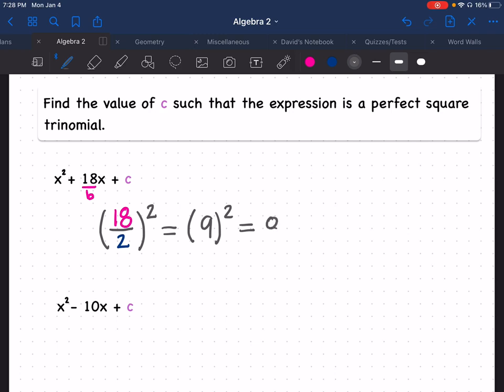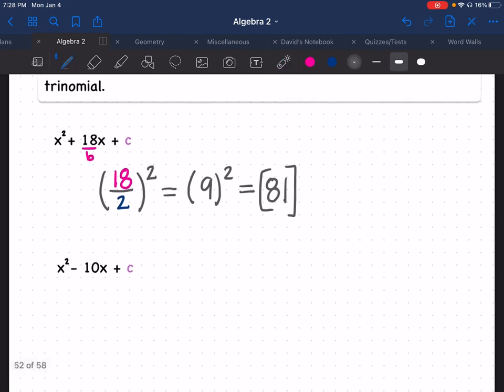9 squared is 81. So 81 would be our answer. This would be our answer to make our perfect square trinomial. And just so that you know, 9 times 9 is my factor of 81, and 9 plus 9 is what gives me my 18. So 9 times 9 gives me 81. 9 plus 9 gives me 18. That's my perfect square trinomial.